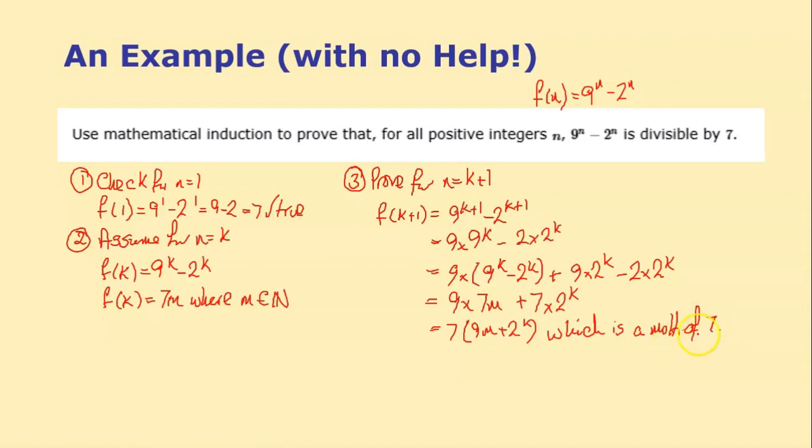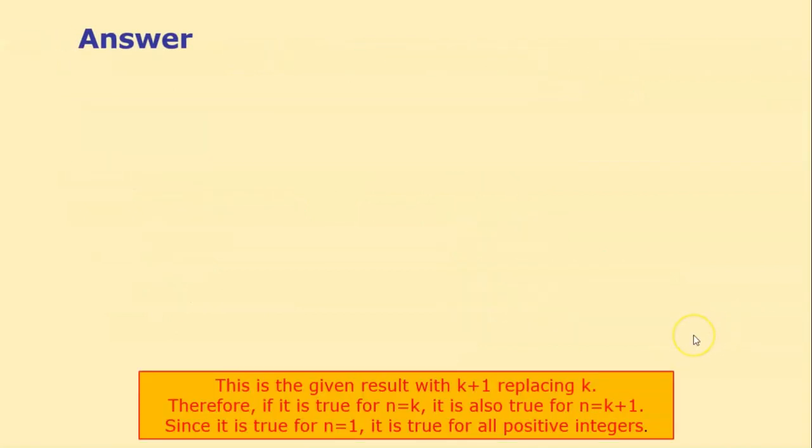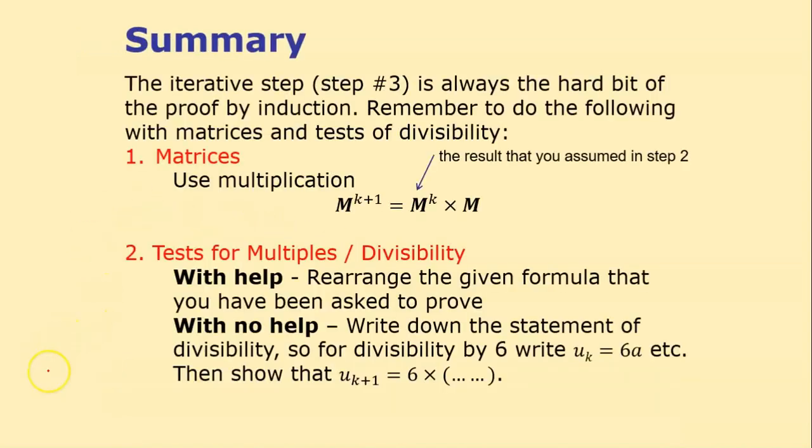And of course I still need to write out the magic fourth step, which is the given result with k plus 1 replacing k. Therefore, it is true for n equals k. It's also true for n equals k plus 1. Since it's true for n equals 1, it's true for all positive integers. But broadly speaking, I've now done it.